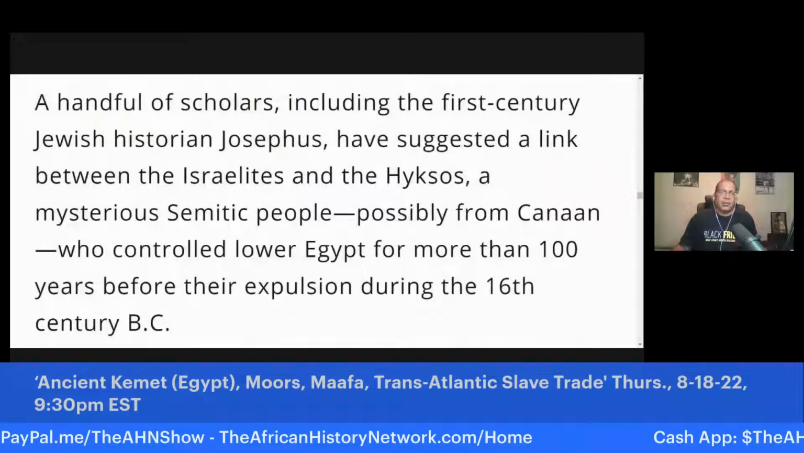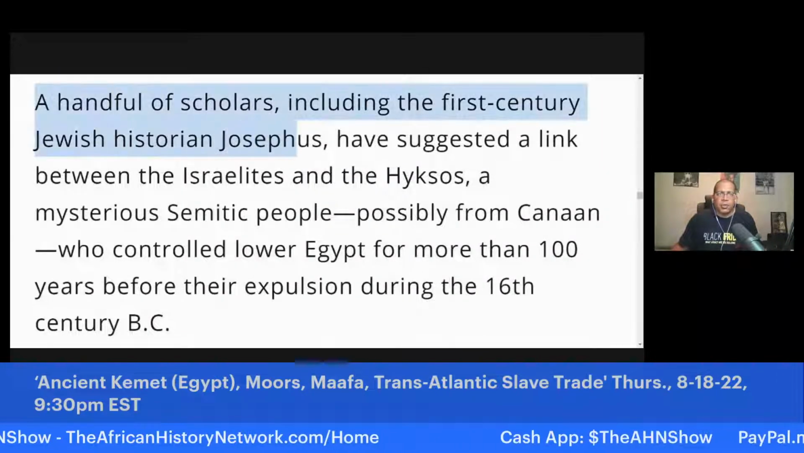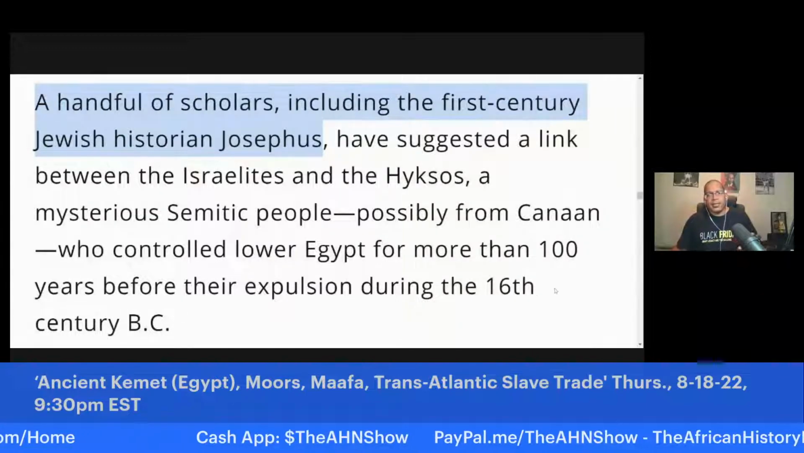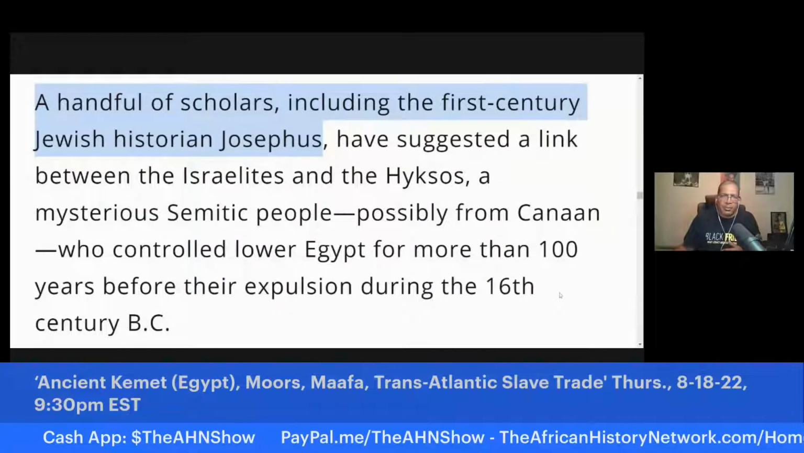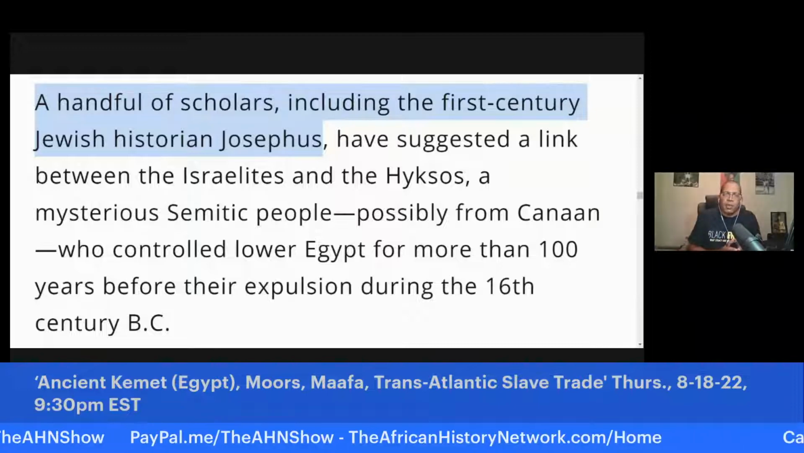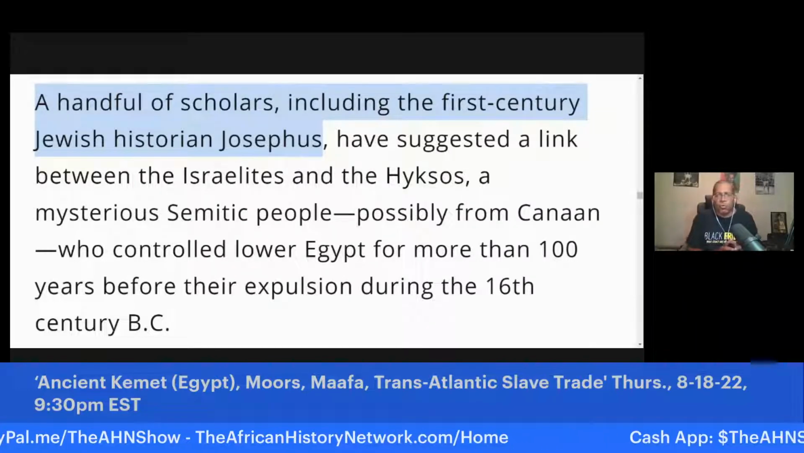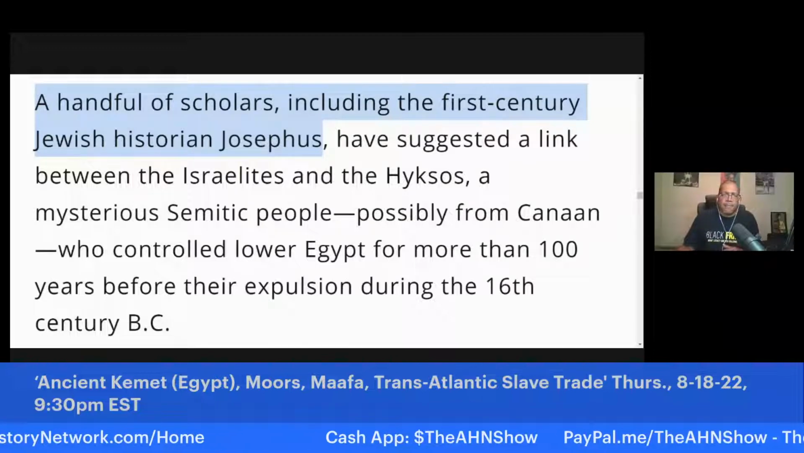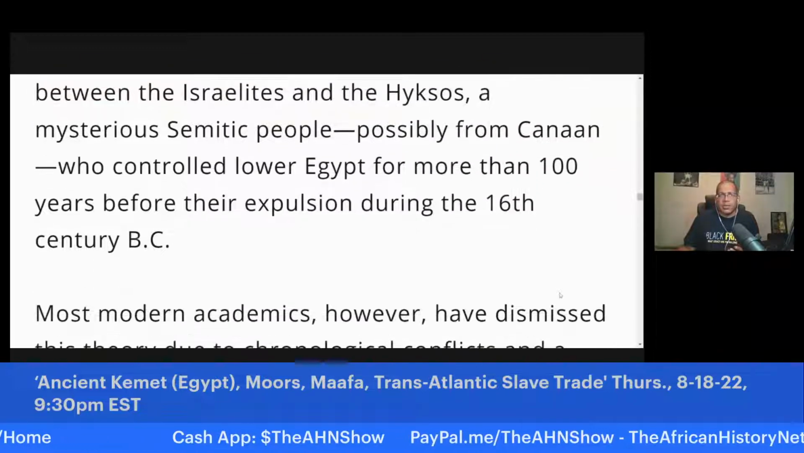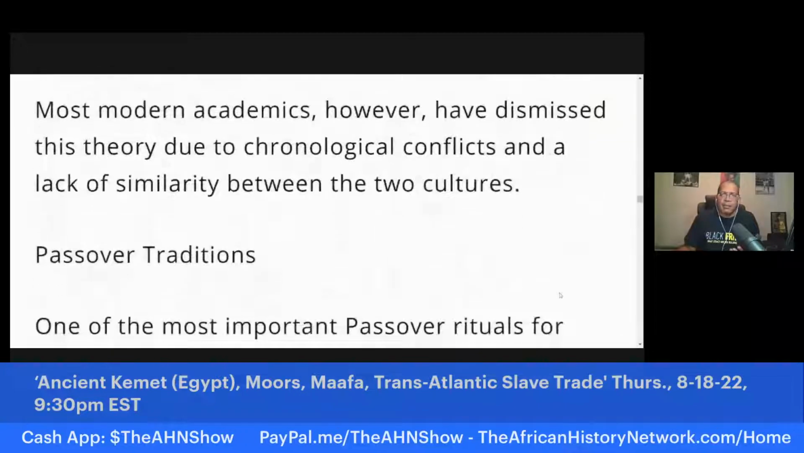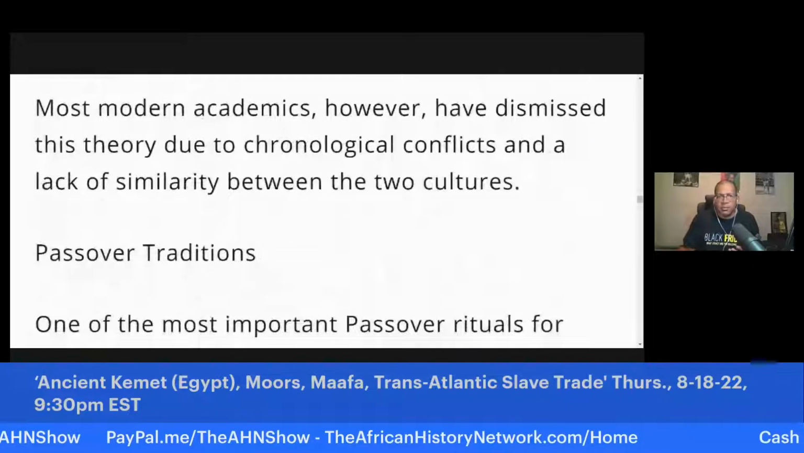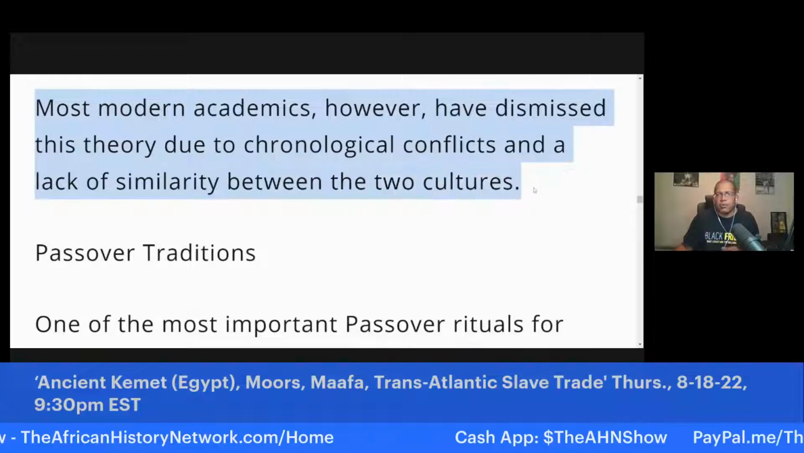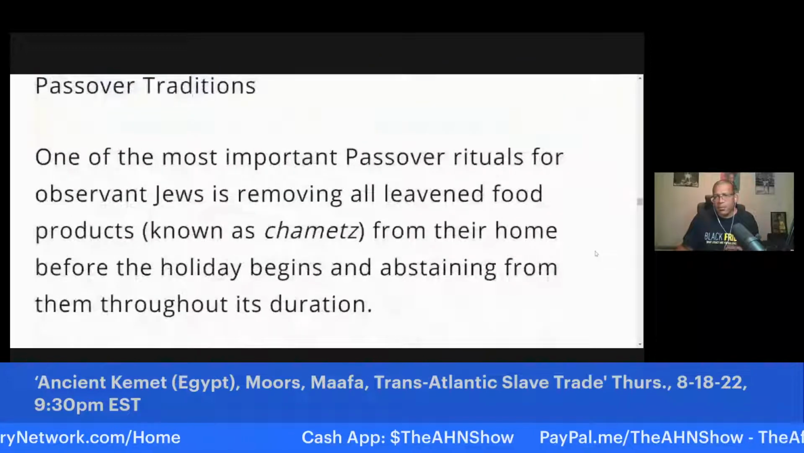A handful of scholars, including first-century Jewish historian Josephus, have suggested a link between the Israelites and the Hyksos, the Shepherd Kings, a mysterious Semitic people, possibly from Canaan, who controlled Lower Egypt for more than 100 years before their expulsion during the 16th century BC. Most modern academics, however, have dismissed this theory due to chronological context and a lack of similarity between the two cultures. Okay, read the rest of this here.